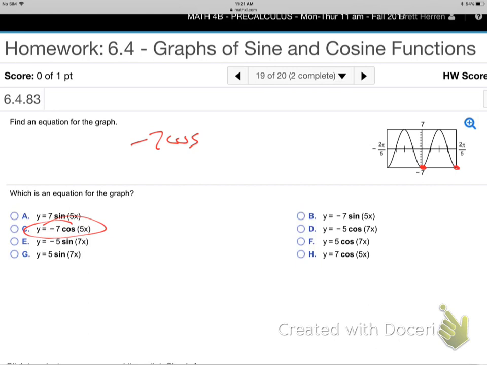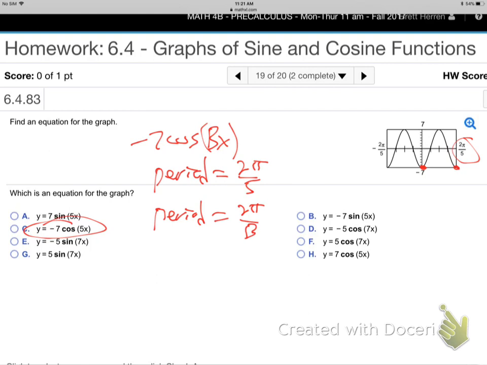So we don't even need to find the period. Well, let's do it for fun. It's not really needed. What is the period? 2 pi over 5. Period is 2 pi over b. Stick in the 2 pi over 5. 2 pi over 5 is 2 pi over b. Do I really need to solve that?